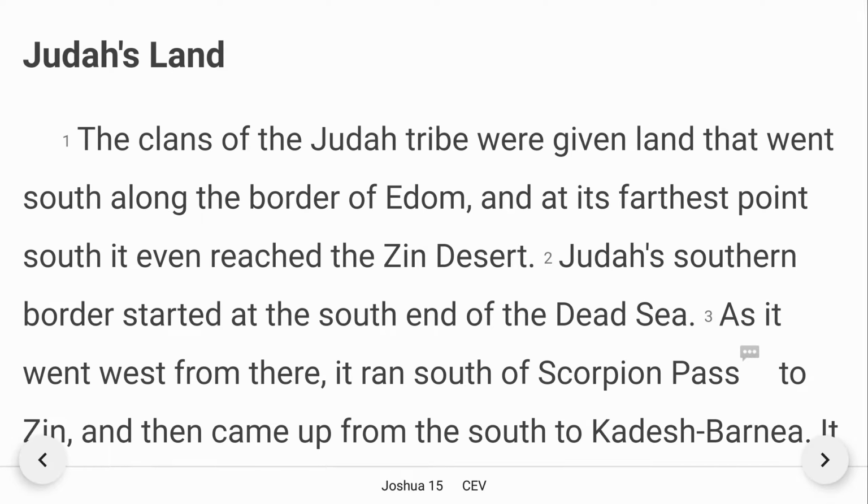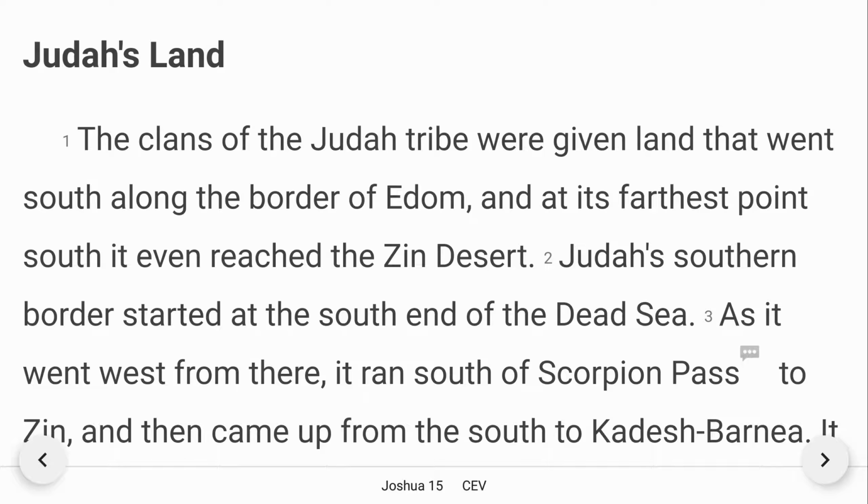Joshua 15, Judah's land. The clans of the Judah tribe were given land that went south along the border of Edom, and at its farthest point south, it even reached the Zin Desert. Judah's southern border started at the south end of the Dead Sea.